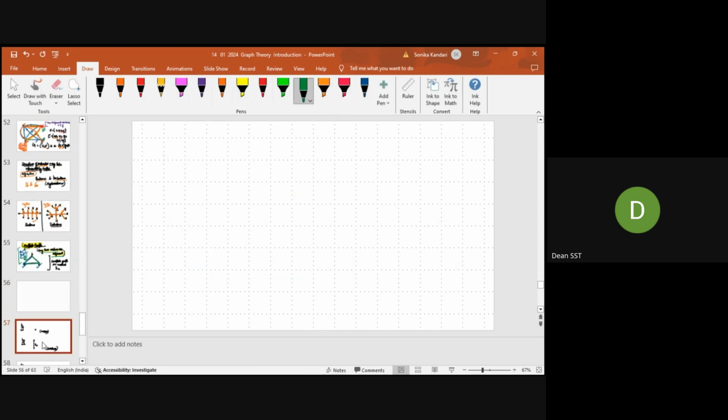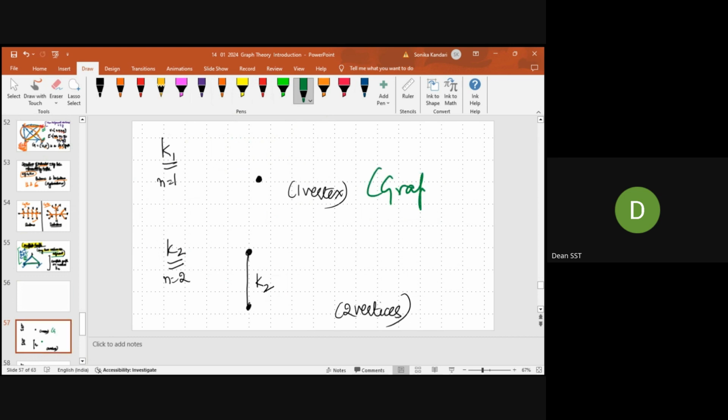This is a complete graph. For example, let's take a graph with only one vertex. As we are only having one vertex, it is a complete graph. Let us take a graph with two vertices, v1 and v2. The number of vertices is n.